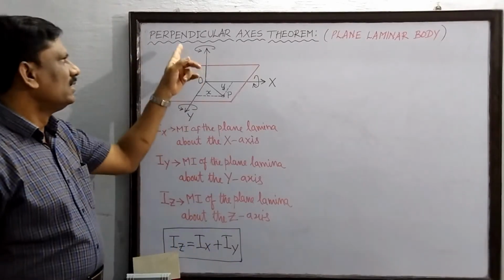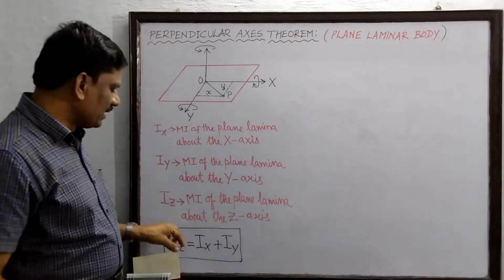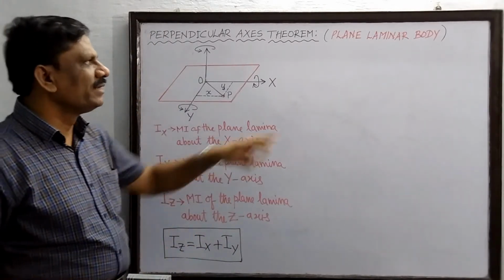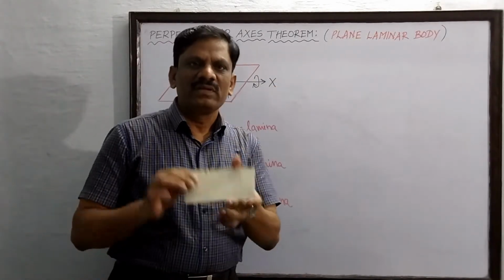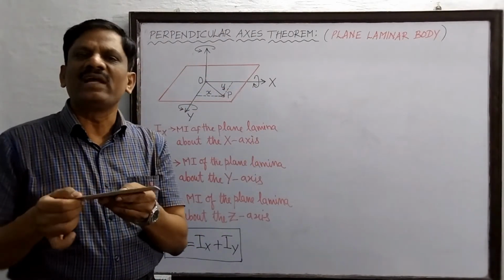Hi students, we are going to explain the perpendicular axis theorem now. For that, we are going to consider a plane laminar body like this. So this is a plane sheet. This is called a plane laminar body.